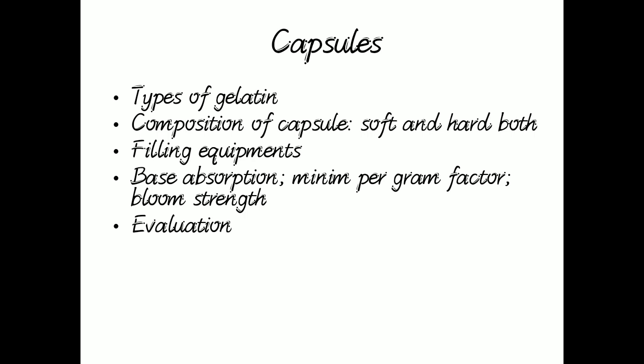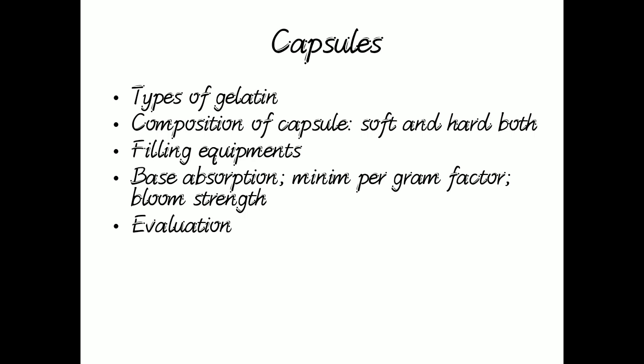There are some special types of capsules like enteric capsules, which are produced by coating with enteric polymers like phthalate polymers, for example cellulose acetate phthalate. There might be some sustained release or rectal capsules which are prepared for special purposes. Then another important aspect you should take into consideration is the evaluation of capsules as per the IP and USP standards.